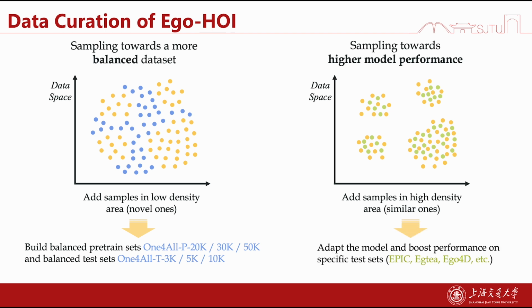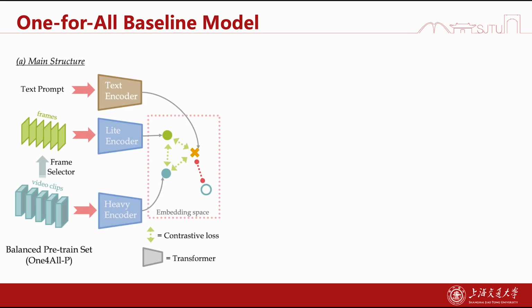We use this strategy to adapt the model to specific test sets including Epic Kitchens, Ego4D, and so on. We also propose a one-for-all baseline model to solve multiple benchmarks in one model. The baseline has 2 visual encoders, light and heavy, to flexibly gain both performance and efficiency. We adopt the video network MViT as a heavy network and an image-level ViT with a frame selector as a light network. The visual features are aligned with the text feature in the CLIP manner.